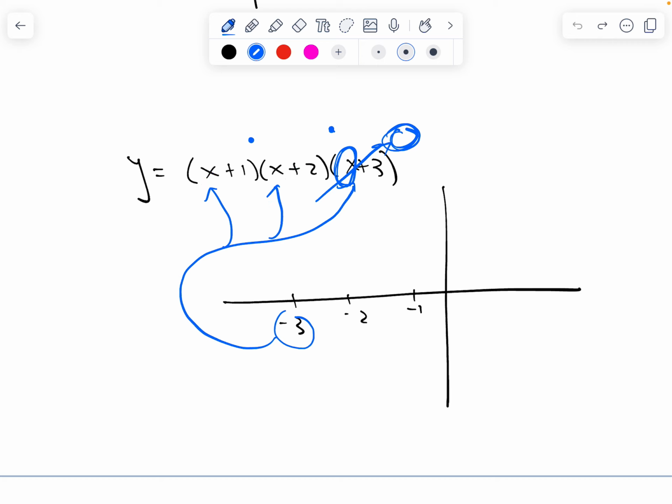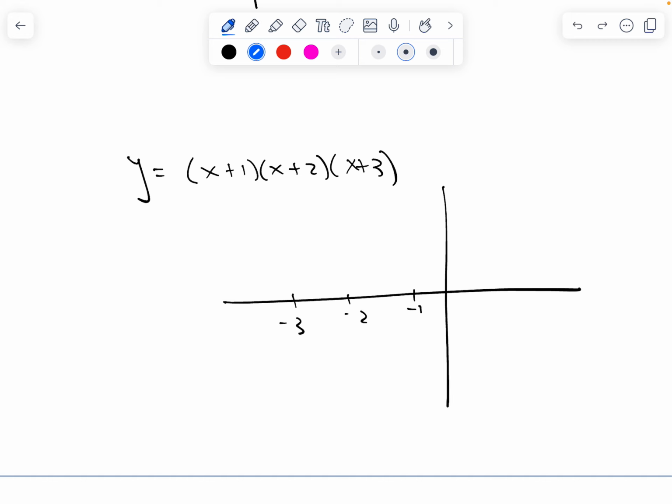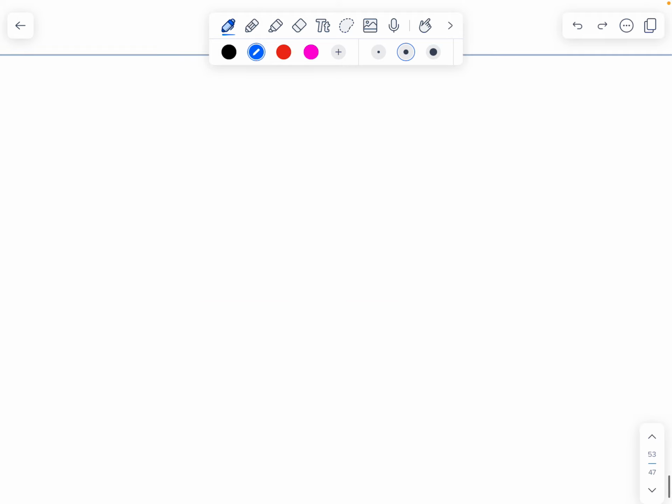So we have those zeros. We have zeros at negative 3, negative 2, negative 1. In other words, those are the x values that will be 0. So now the polynomial could go like this, or the polynomial could go like this. And so we have to consider the end behavior. We'll talk about that in a second, but let's do another polynomial.